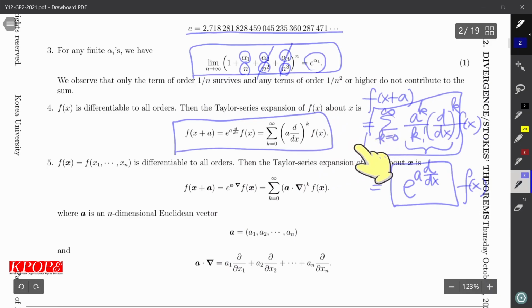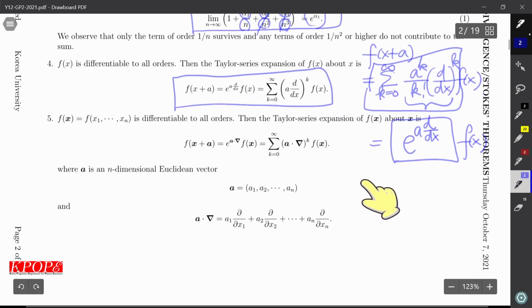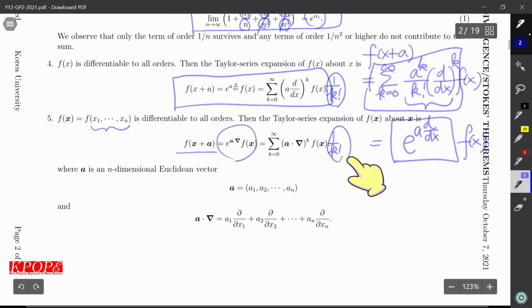We can extend this idea to an n variable function. x is a Euclidean vector in n-dimensional Euclidean space. f of x plus a can be expressed as a dot gradient of f of x. We have 1 over k factorial in here, 1 over k factorial in here.